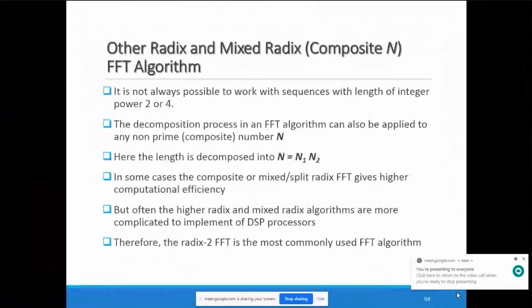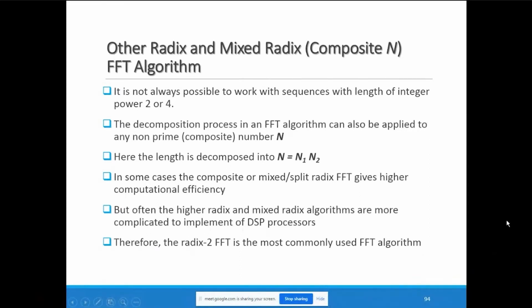So in some cases the composite or mixed or split Radix FFT gives higher computational efficiency. When we are using the higher Radix algorithm, it improves the efficiency, meaning fewer complex multiplications and additions are required. But often the one limitation is that the higher Radix and mixed Radix algorithms are more complicated to implement on a DSP processor. So when we have to implement these algorithms on hardware or on a DSP processor, they are complicated compared to the Radix 2 algorithm.